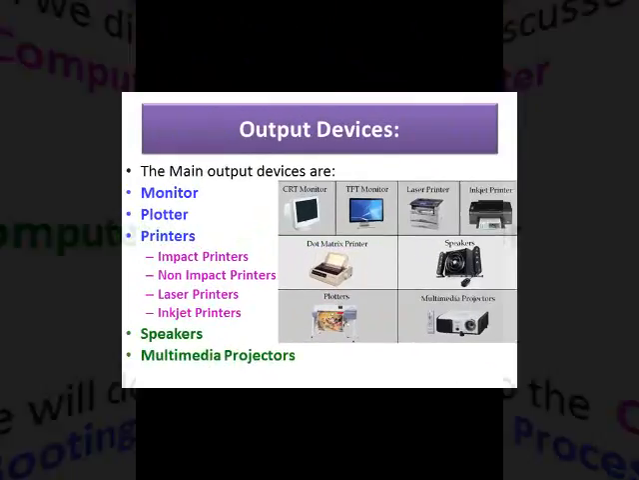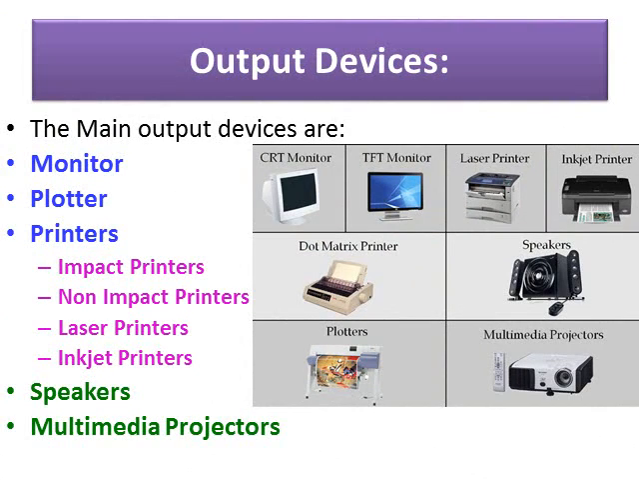Children, enough of input device. Now we will move on to the output devices. An output device is any part of computer hardware which converts information into human readable form. It could be text, graphics, audio, video, etc.